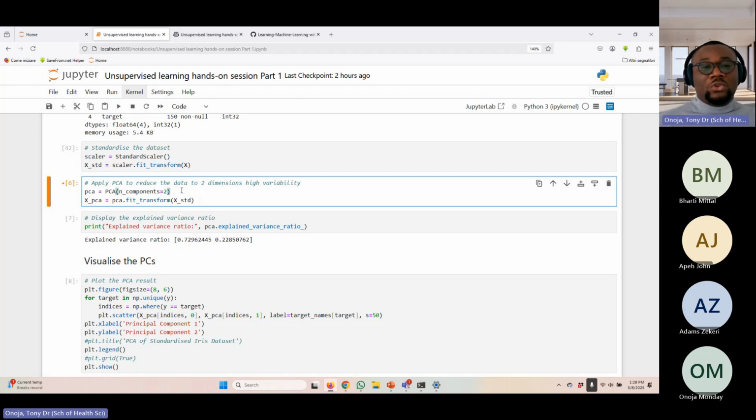And I would have loved for us to also look at this PCA in R, because R has a nice plot for PCA. I really love the way R does it. But anyway, let's see how it goes.